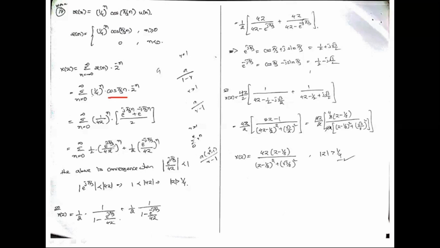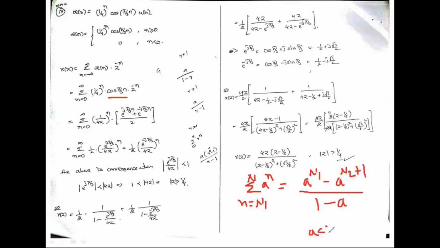To converge this function, a must be less than 1. Because the sum of n equals n1 to n2 of a power n is equal to, we know, a power n1 minus a power n2 plus 1 by 1 minus a. What is a here? A is less than 1. It's a condition, where n2 is greater than n1. Got it, my students? What is a here? The magnitude of e power j pi by 3 by 4z is less than 1, and e power minus j pi by 3 by 4z is less than 1. One is a plus and another is a minus, so you can take the magnitude. The total magnitude of e power j pi by 3 by 4z is less than 1.